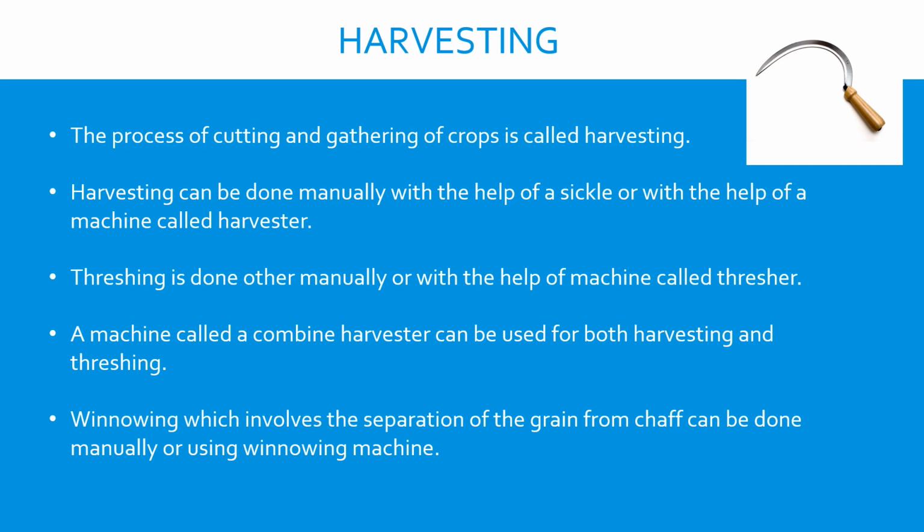And winnowing involves the separation of grain from chaff, meaning seed coverings and tiny pieces of leaves or stem which come with the crop. This can also be done with a winnowing machine, or manually also we can do it.